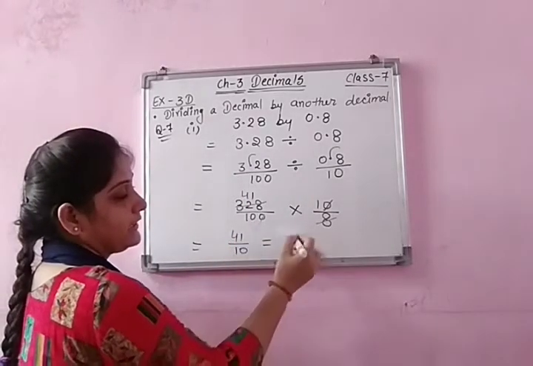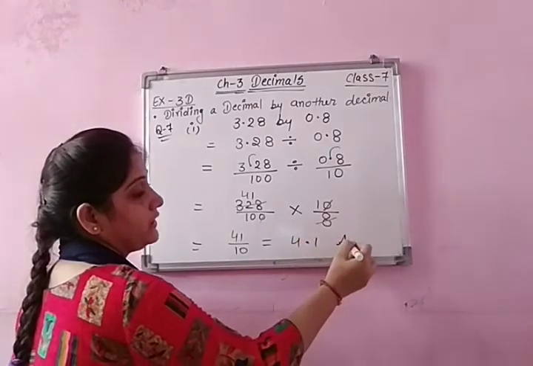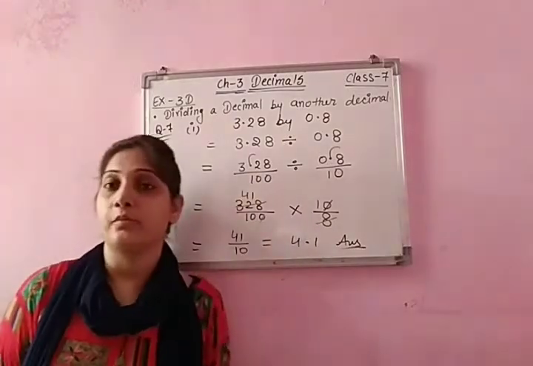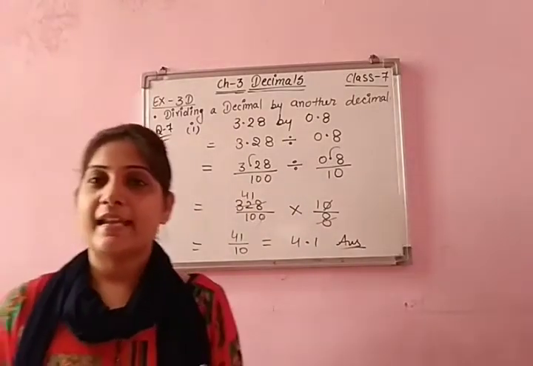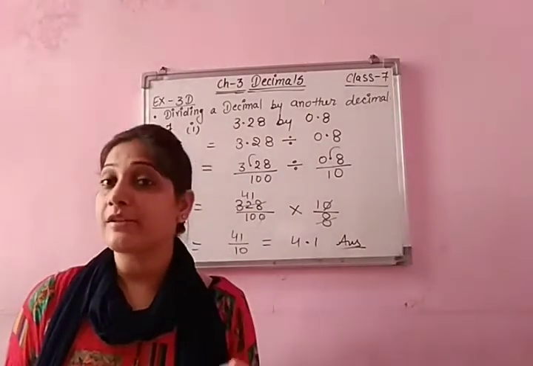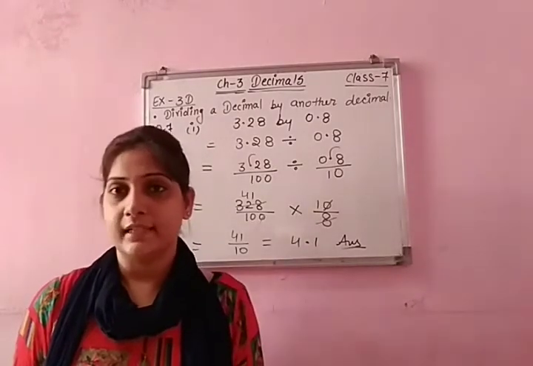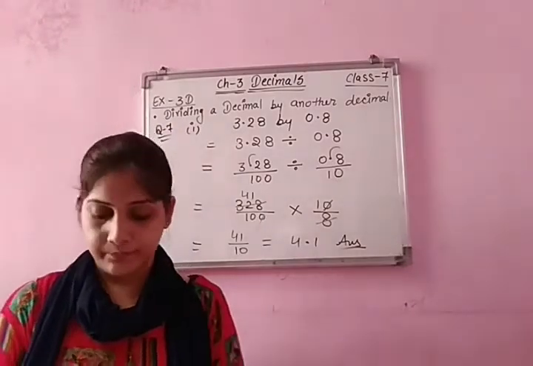And how to write it in decimal? 4.1. Because there is 1 zero, there is 1 digit after the point. Okay? And I think that you need to solve using the second one. That is easier for bigger numbers also. Otherwise it's your choice.